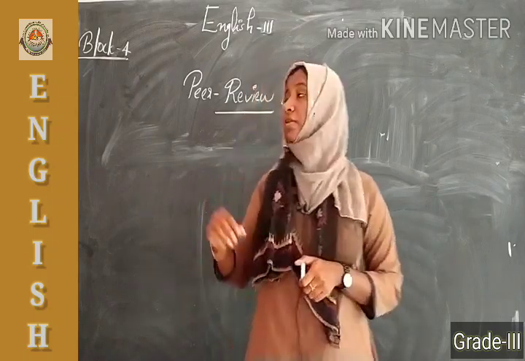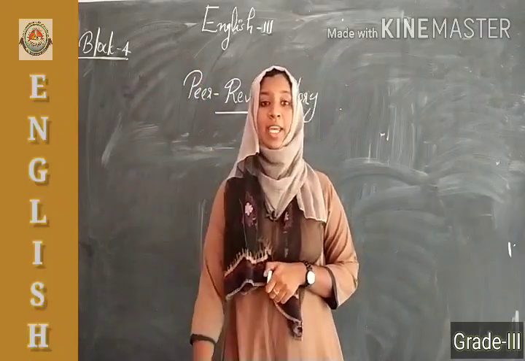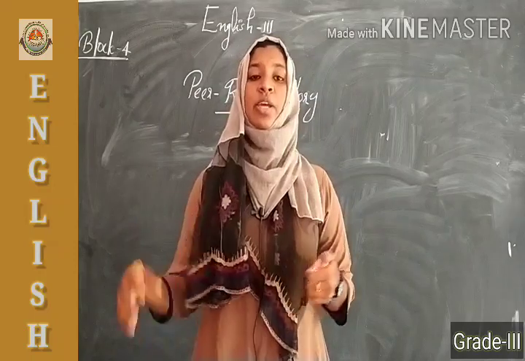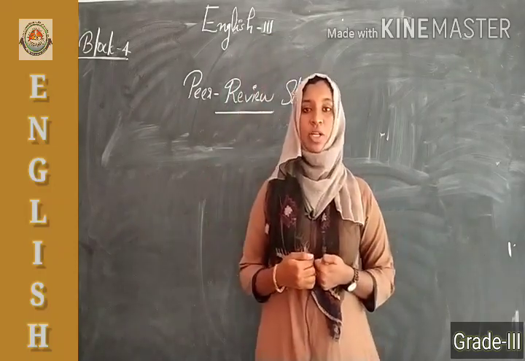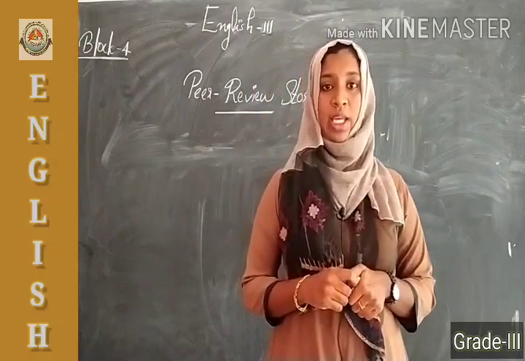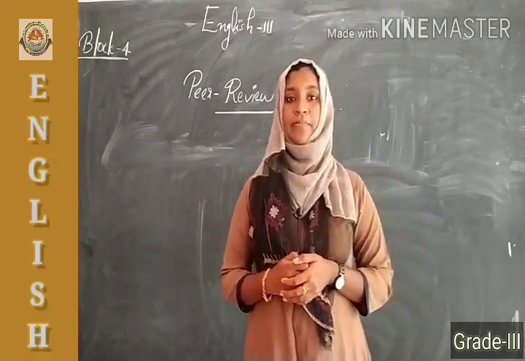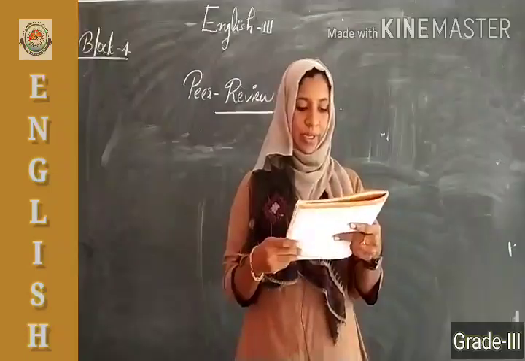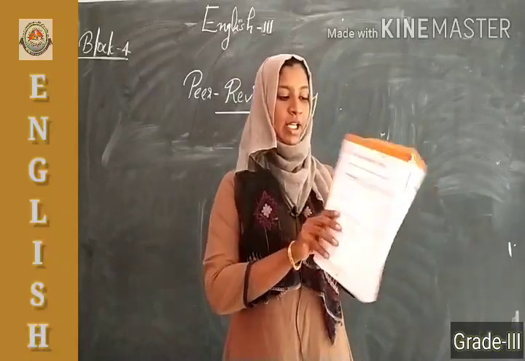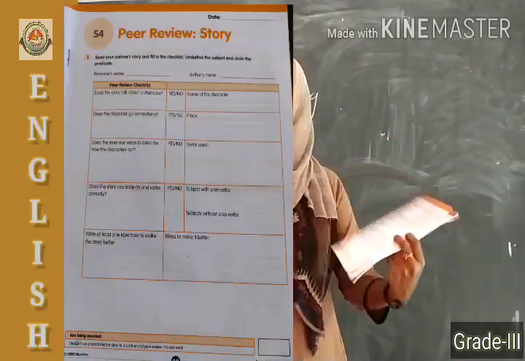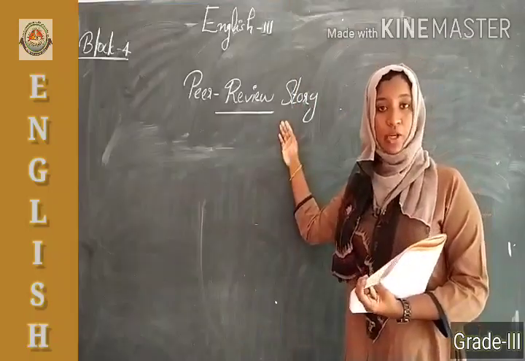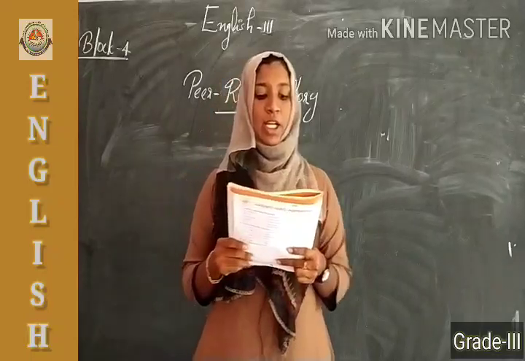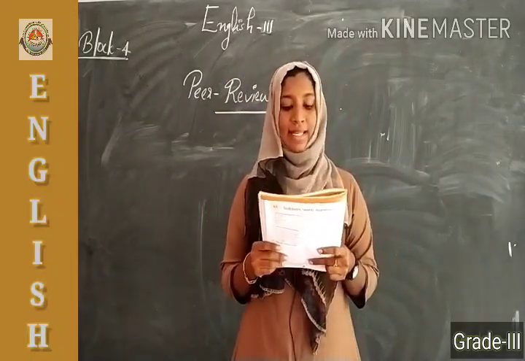Okay. Today we are in block 4. And I know that all of you wrote a story in your notebook. So everybody please take your notebook that you have written your story in and please read it. Then take your English workbook, turn to page number 29. There you can see peer review story. What is this peer review story? The question is, read your partner's story and fill in the checklist.